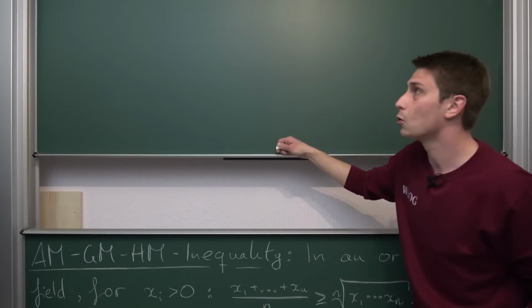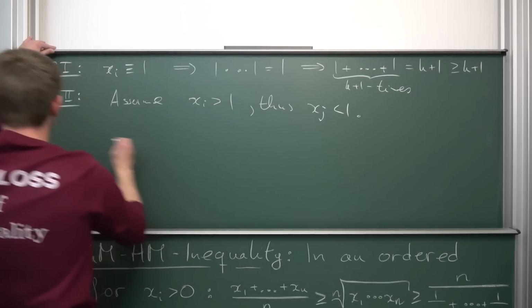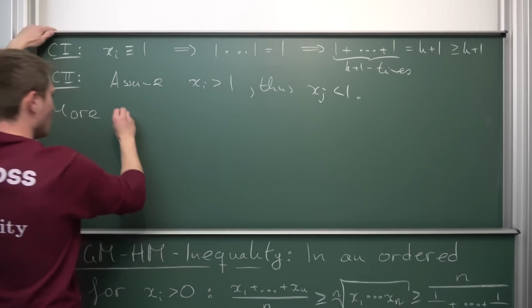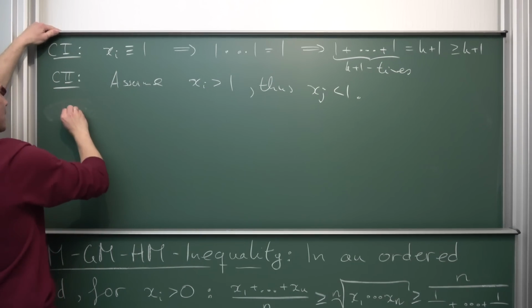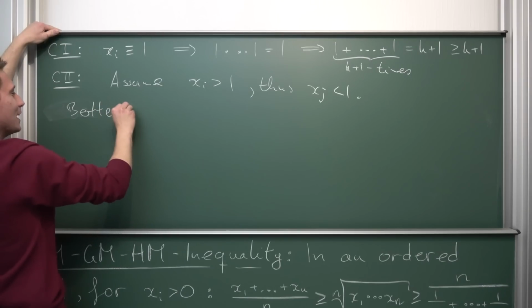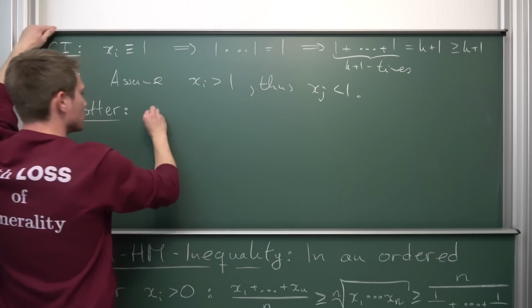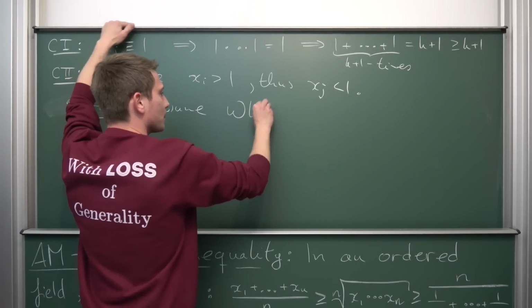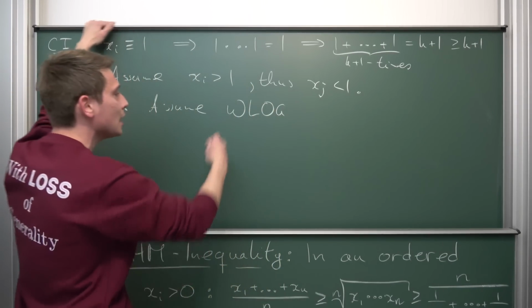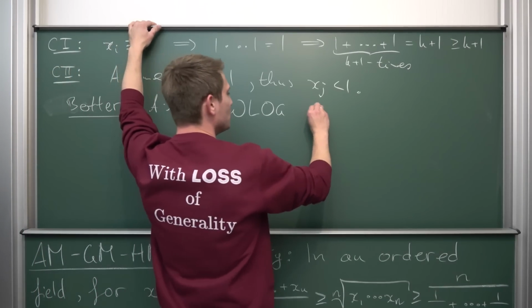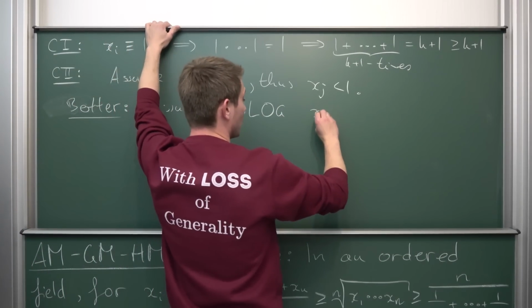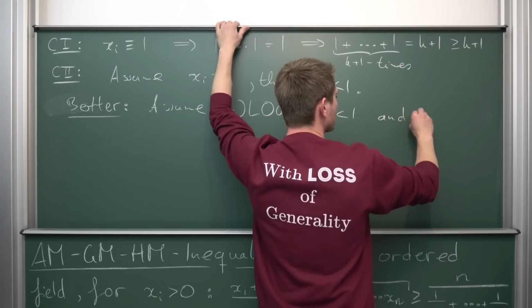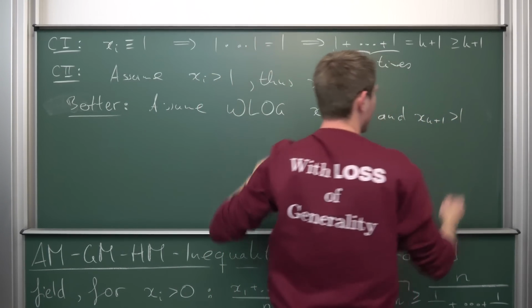And now we are going to assume once again, or more concretely, all of this without loss of generality, okay? We are going to assume, without loss of generality, that xk is, for example, less than 1 and xk plus 1 is greater than 1.